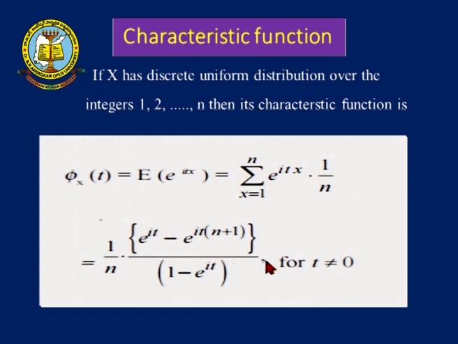This function exists for t not equal to 0. If t is equal to 0, this function fails; it is not defined. So the characteristic function is 1 by n of e to the power of it minus e to the power of it of n plus 1, over 1 minus e to the power of it, which is the characteristic function of the uniform distribution.